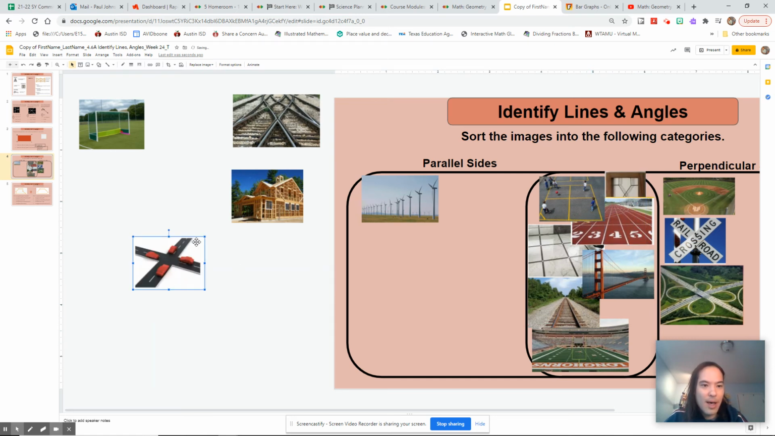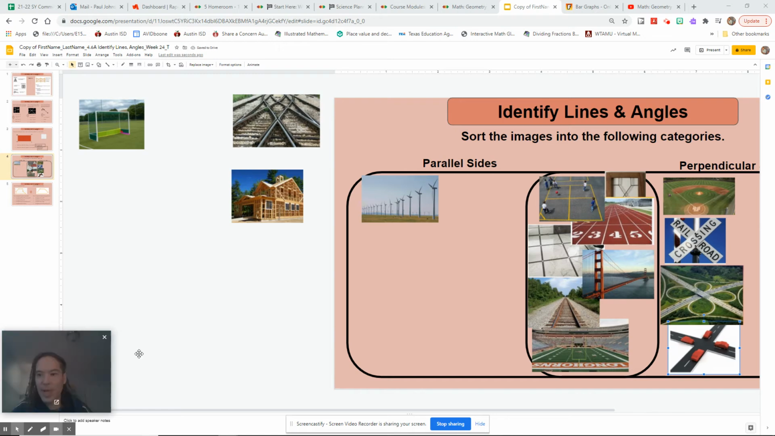This one, it doesn't look like we have any parallel lines. It looks like an intersection. I guess you could consider the sides of the road parallel, but for the most part, we could just say that this one is perpendicular because it looks like it is crossing at a 90-degree angle. You could put a piece of paper in that corner and it would fit perfectly.